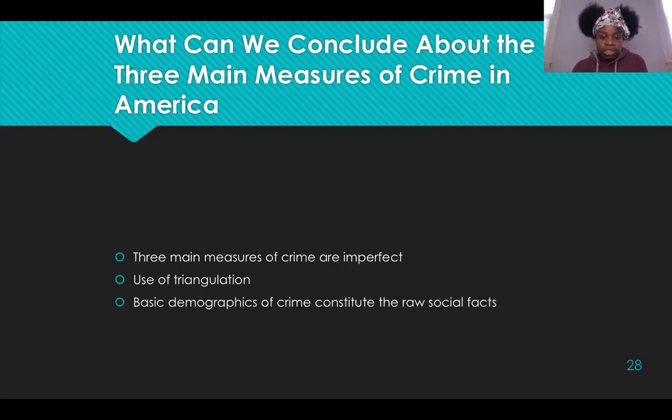All three data sources converge on some very important points about crime. They enable us to proceed with at least some confidence in our endeavors to understand the whys of crime. This convergence of information is known as triangulation. The basics of demographic crime constitute the raw social facts that are the building blocks of our criminological theories.